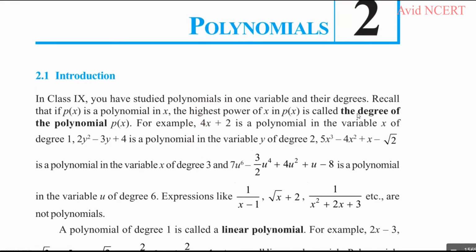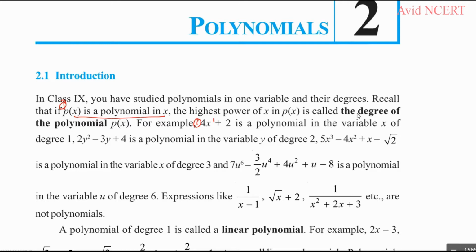So the first point is degree of polynomial. If p of x is a polynomial, then the highest power of x is called the degree. That is the first point. What is the degree of polynomial? For examples, these are the examples. So first example is 4x plus 2. In this case, the highest power of x is 1.